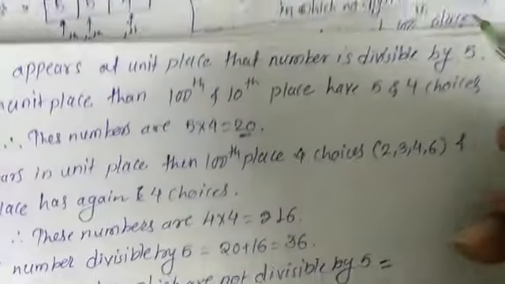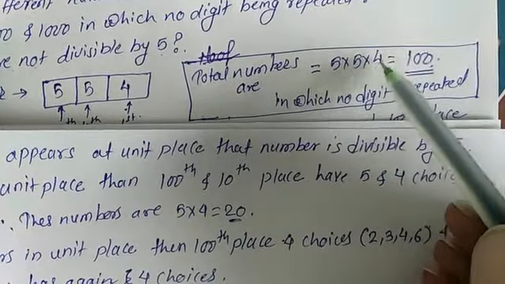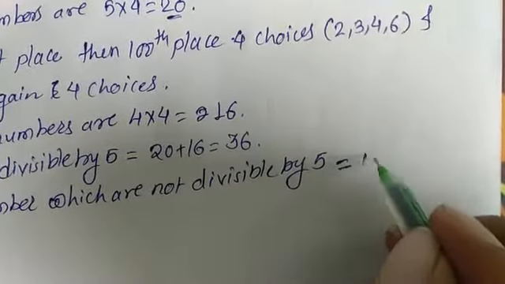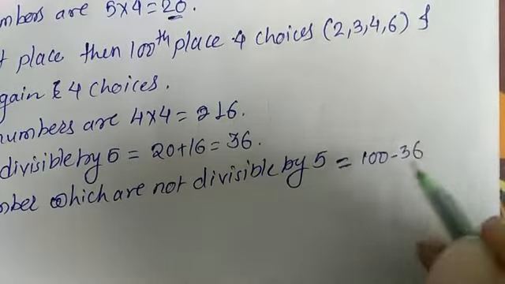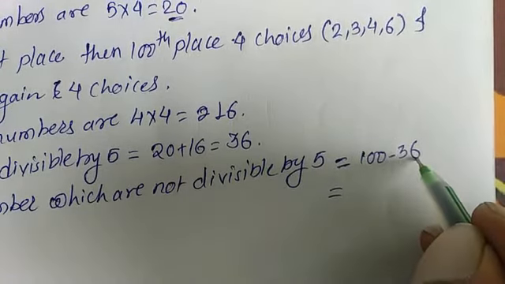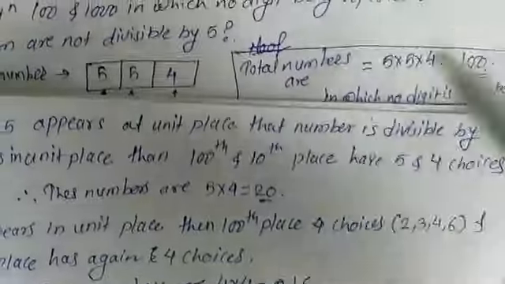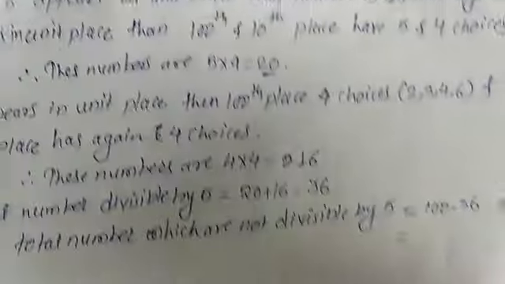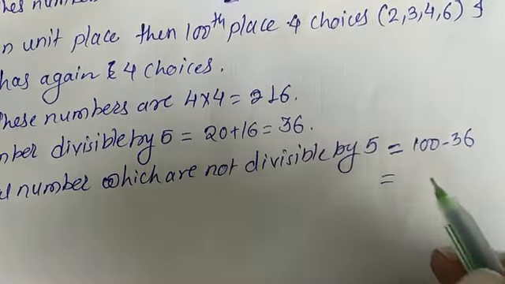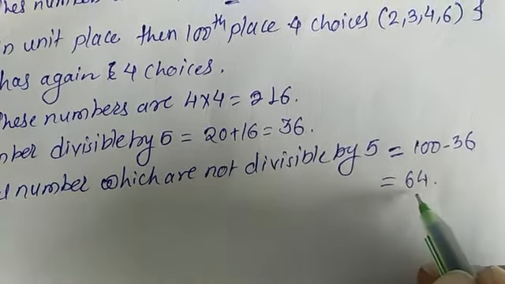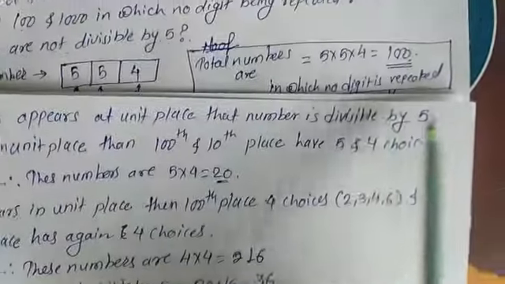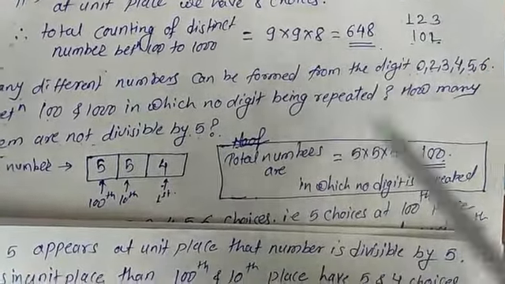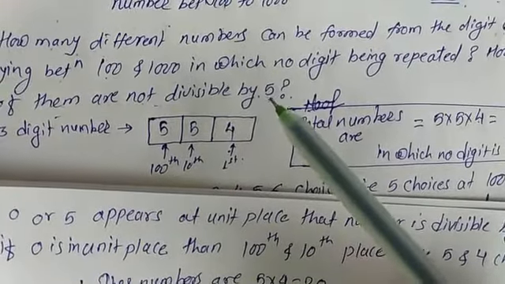now here the total numbers are 5 into 5 into 4, which are 100 numbers in which no digit is repeated. So we have to subtract 100 minus 36, where the total numbers are 100, and in that 36 are divisible by 5, and the question asks for those which are not divisible by 5. We have to find the numbers which are not divisible by 5. So 100 minus 36 is equal to 64. That means there are 64 3-digit numbers formed from 0, 2, 3, 4, 5, 6 which are not divisible by 5. Okay.